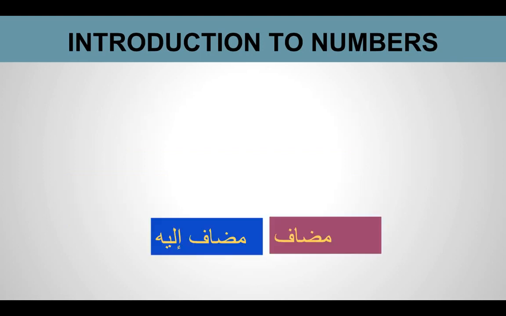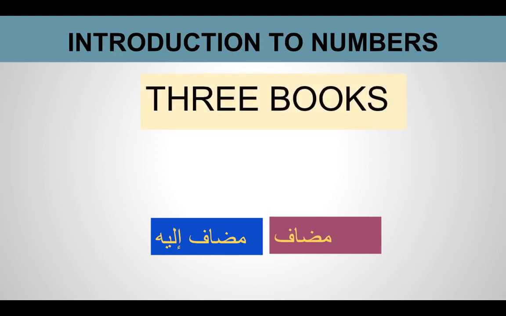So from number 3, what we have is a mudaf ilayhi relationship. If we understand mudaf, it cannot have al and it cannot have tanween. So the numbers, when we use them in a sentence along with the noun, cannot have tanween or al, and the noun after it is mudaf ilayhi. For example, if we say 3 books, we translate in Arabic in the same way.